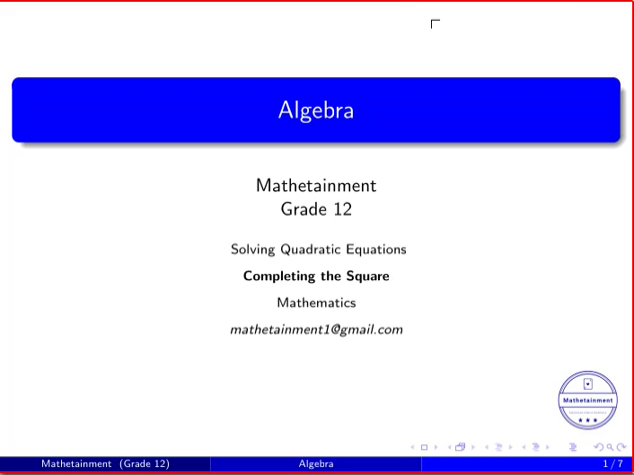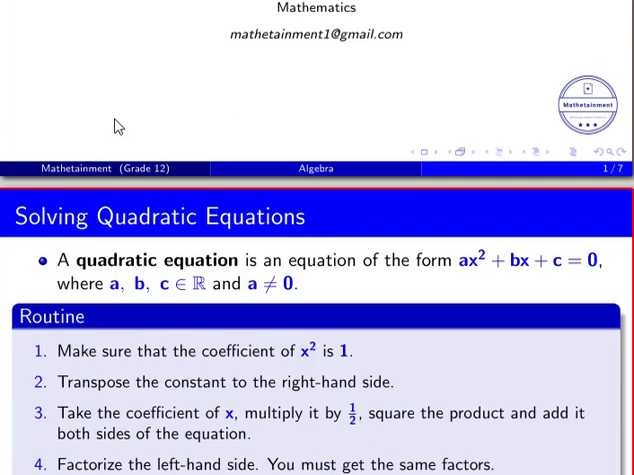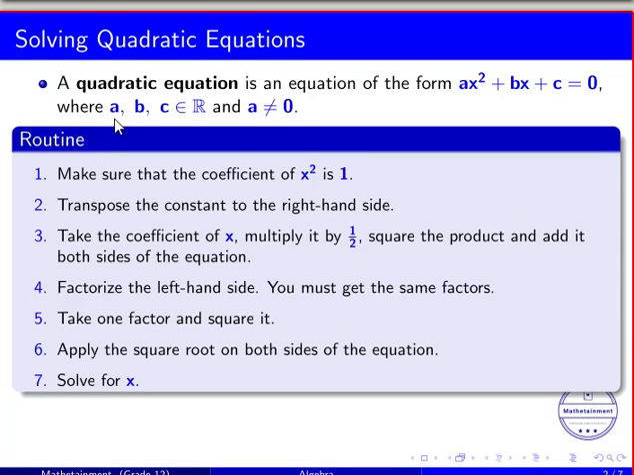We are extending our lessons on algebra, and today we are going to learn how to solve quadratic equations using a very special technique called completing the square. Before we go further, let me emphasize that completing the square is actually not examinable in grade 12. However, we will include it as part of our lessons on algebra because it will be helpful to understand the upcoming lessons.